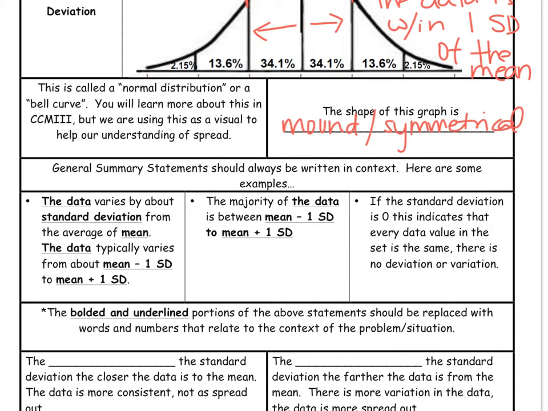If the standard deviation is 0, this indicates that every data value in the set is the same. So if we don't have a standard deviation, that means none of the points deviated from the mean, which means they were all the same. So these bolded or underlined words are what we will fill in once we figure out what our standard deviation is for a set of data that we're going to work on in class tomorrow.